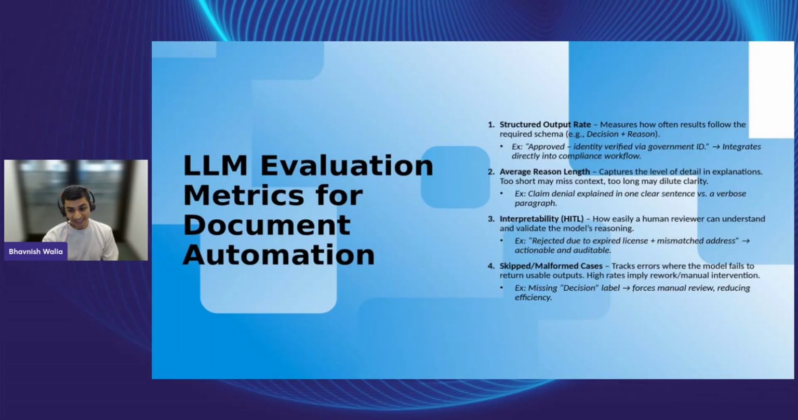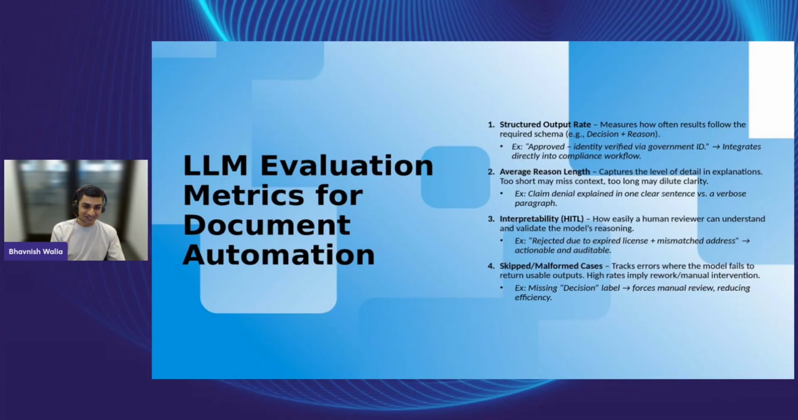Towards the end is how do you evaluate whether the LLM is working correctly or not. The first one is the structured output rate, where we measure how often results follow the required schema. The second one is the average reason length. It captures the level of detail in explanations. If it's too short, it's going to miss some relevant, important information. If it's too long, then it's very difficult to follow. So you want to have the right length of that explanation.